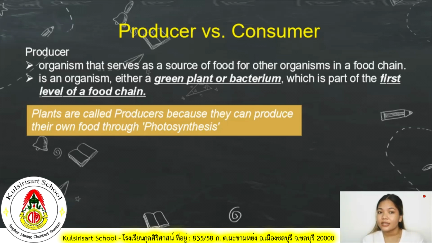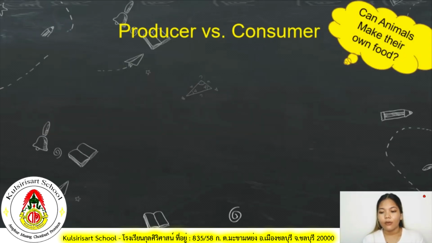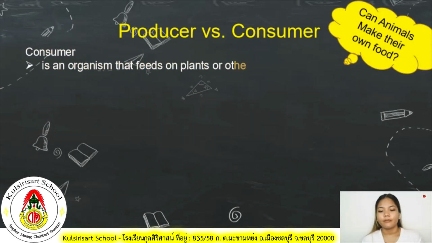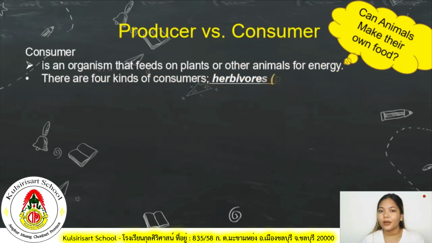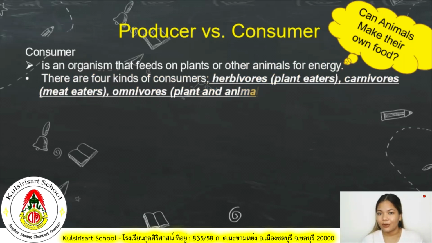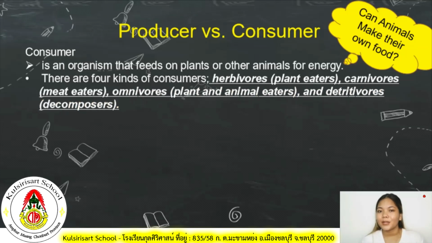Okay? So this is what a producer is. Remember, a producer is always the first level in a food chain. An example of this, again, is a plant because they make their own food through the process called photosynthesis. Now, what is a consumer? If a producer is the one that produces food for other organisms, the consumer is what consumes the producer. Okay, so a consumer is an organism that feeds on plants or other animals for energy.